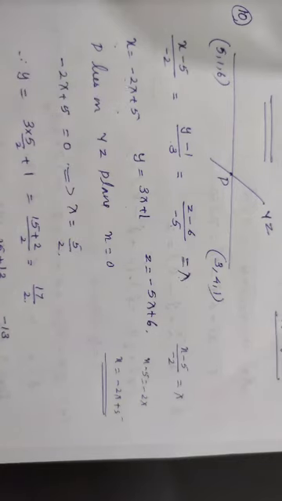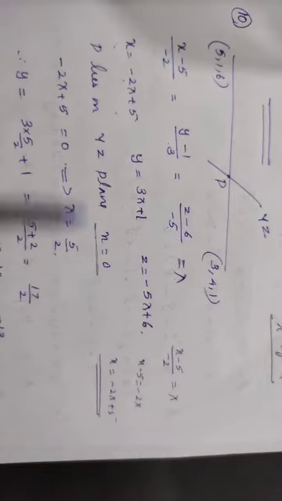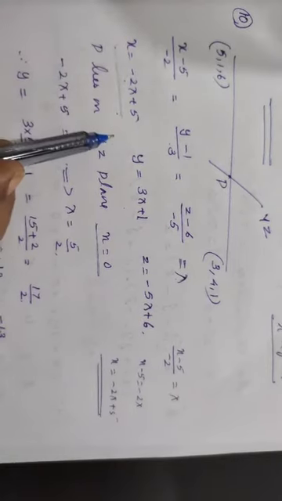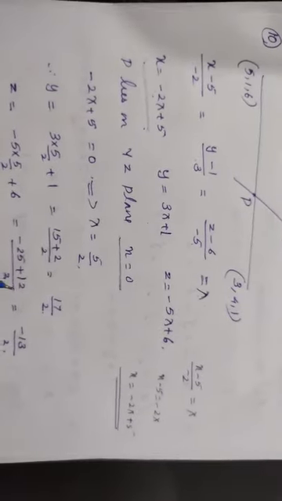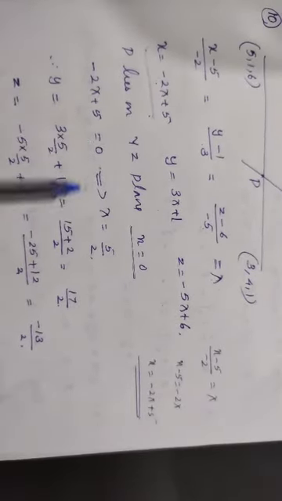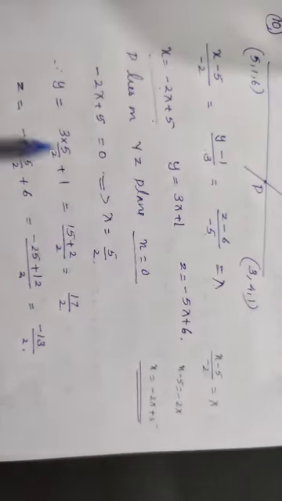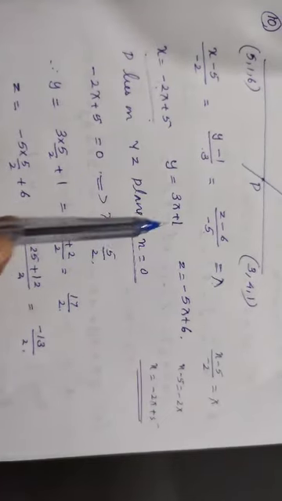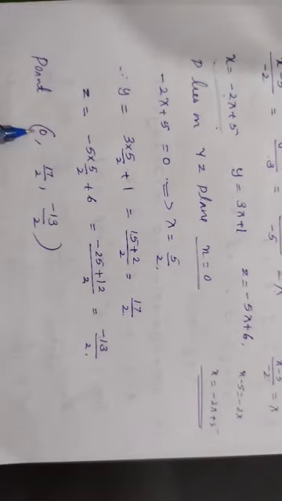But what is given? That point also lies on the YZ plane. We know the condition for a point on the YZ plane is that its x coordinate is 0. Equating, minus 2 lambda plus 5 equal to 0, so lambda is equal to 5 by 2. Substituting the value of lambda, y is equal to 17 by 2 and z is equal to minus 13 by 2. The required point is x is 0, y is 17 by 2 and z is minus 13 by 2.